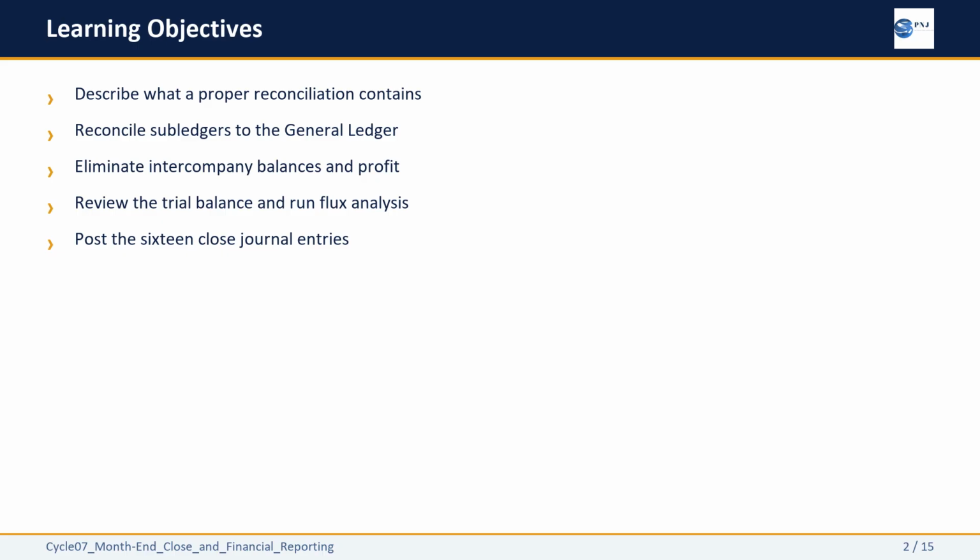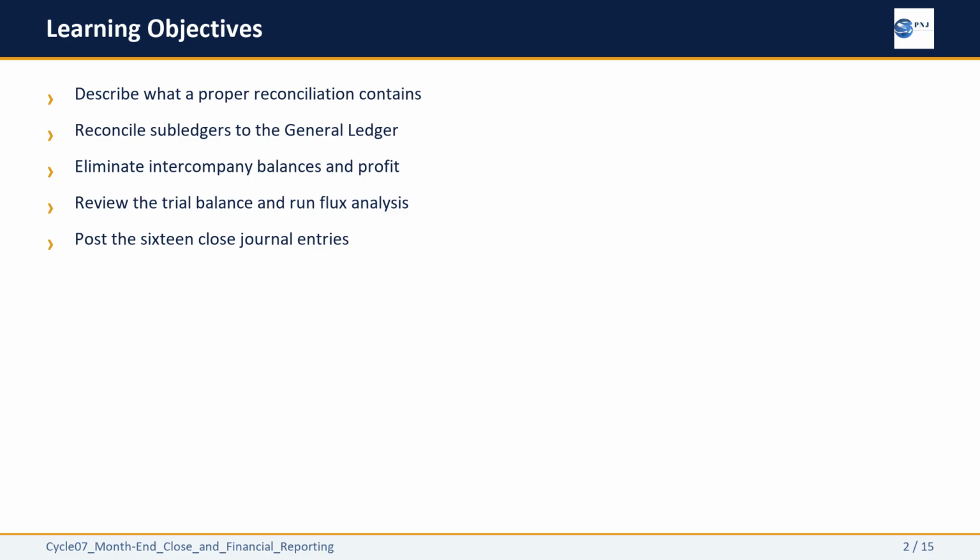First, describe the 6 elements that make a reconciliation complete and trustworthy. Second, reconcile the operational subledgers, such as accounts receivable and accounts payable, back to the general ledger, and explain why a difference is a control failure. Third, reconcile and eliminate intercompany transactions, including the unrealized profit sitting in inventory.